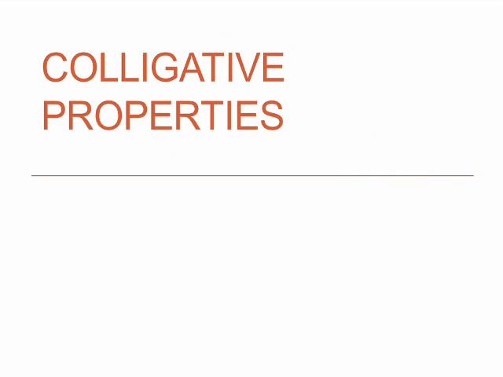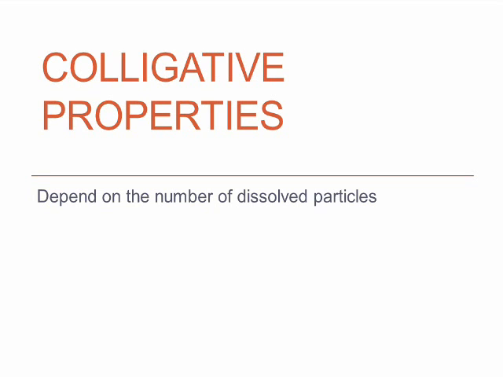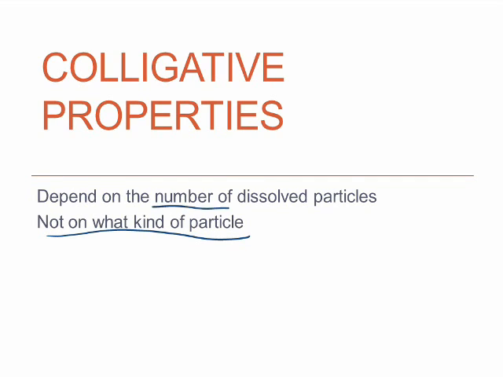Now we're going to get into colligative properties. Colligative properties are very important, and we use them every day, in different types. So let's get into it. Colligative properties depend on the number of dissolved particles, not what kind of particles. So this is actually kind of interesting. It doesn't matter what type of particle, it's just the number. How many pieces? So we really need to understand how many pieces things are.